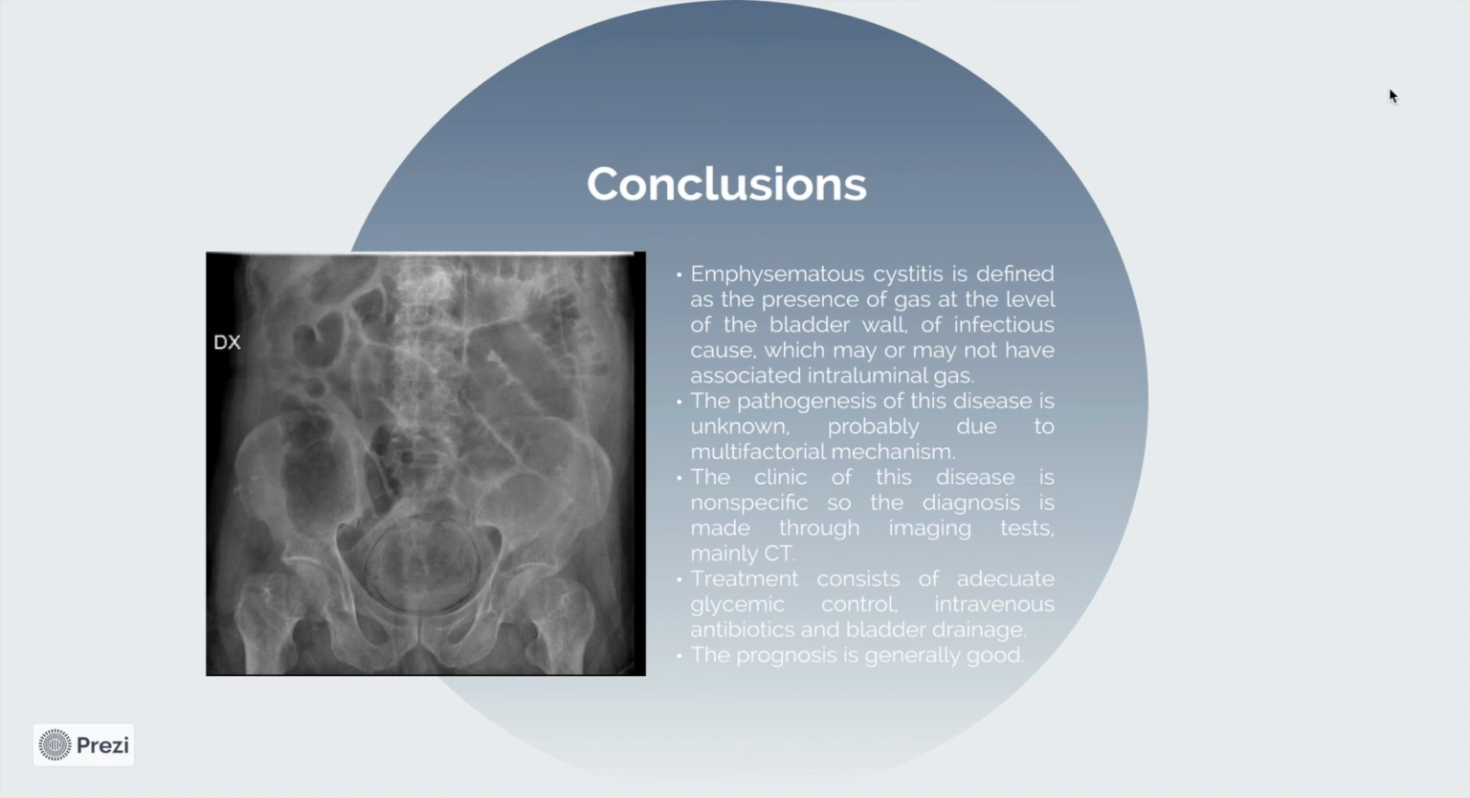The clinic of this disease is non-specific, so the diagnosis is mainly through imaging tests, mainly CT. Treatment consists of adequate glycemic control, intravenous antibiotics, and bladder drainage. The prognosis is generally good.